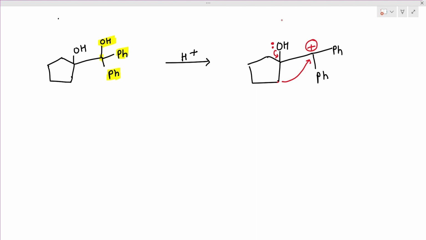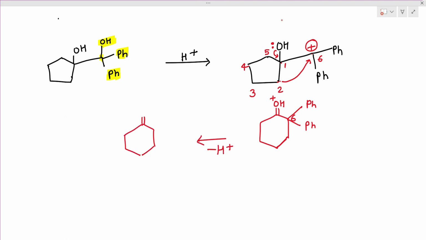So number it: firstly number it 1, 2, 3, 4, 5, and this is number 6. Okay, so 1, 2 and 6. You have to make it in this manner. This will be number 6, and at this number 6 there is a phenyl group, phenyl group. Okay, and here will be double bond OH plus, and then in the next step you will have to remove this H plus, so that you get double bond O, Ph and Ph. Okay, so in this way you have to form the product.